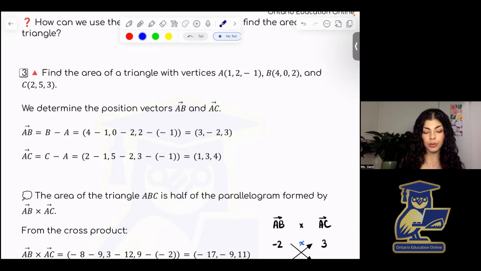But I did want to show you this option as well because some of your questions, you will be given the vertices and you have to determine the vectors yourself. This can also be applied for parallelograms. You may be given the points that form the parallelogram, and then you have to find the vectors and the cross product to give you the area.